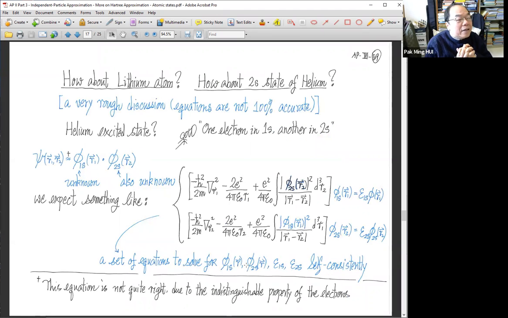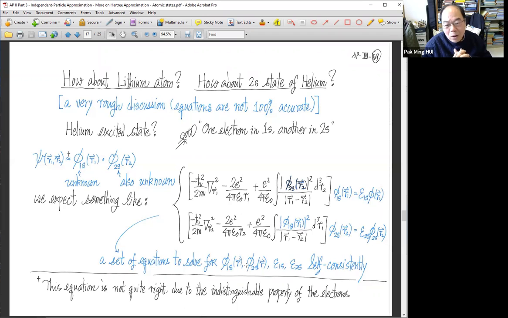Next, that answers some questions posted earlier today. How about the excited state, say 2s state of helium? Or lithium atom, what to do, right? So lithium, you may think, I need 3 functions, right? 1s lithium in one electron in there, another electron also in 1s, so 2 but identical, and then I need a 2s. That's true. Then you need to write down, focusing on 1 electron, what the 2 other electrons do in providing the effective potential, okay?